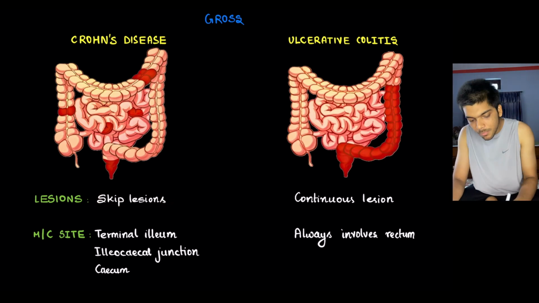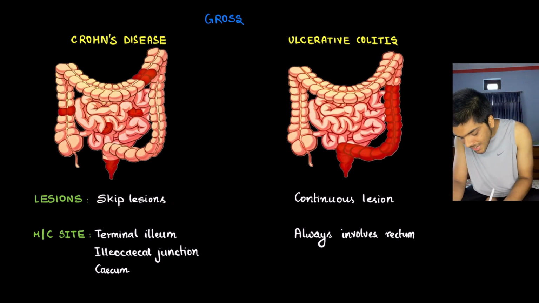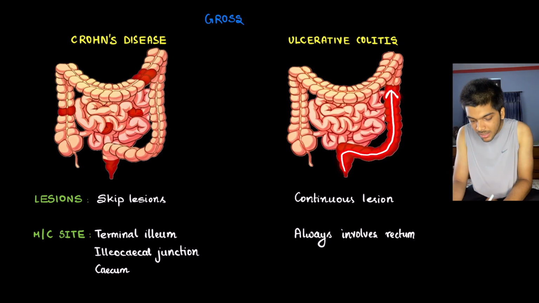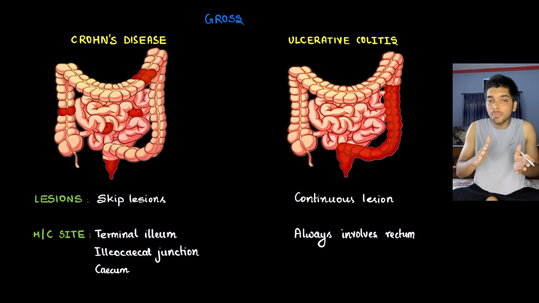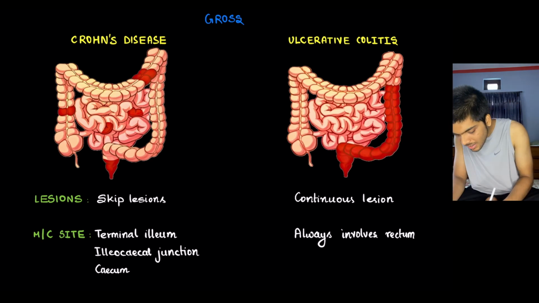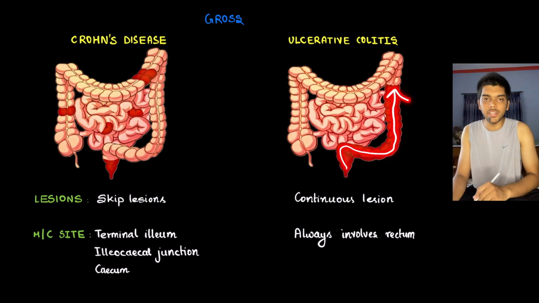Next, ulcerative colitis lesion. You can see that the lesion is continuous. It is continuously spreading. There is no normal part within the lesion. The complete involved part has the pathology. There is no normal and then lesion, normal and then lesion. The lesion is continuous.